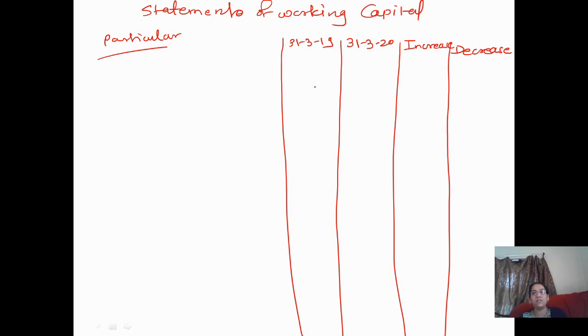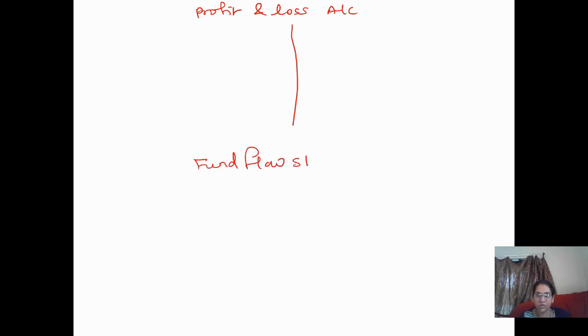But liability is different. Liability increase, working capital decrease. Liability decrease, working capital increase. Okay. Remember, students. Next, we have to prepare the profit and loss account. Two sides are there, in the profit and loss account. Then we will prepare here the fund flow statement. On the same page, we will write down here the fund flow statement, sources and application.